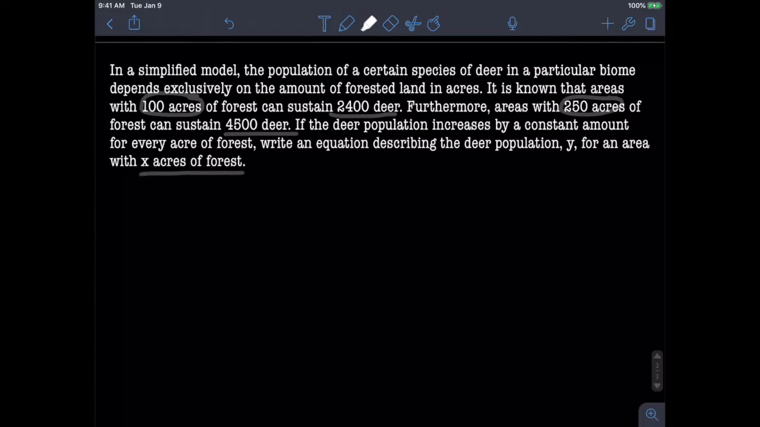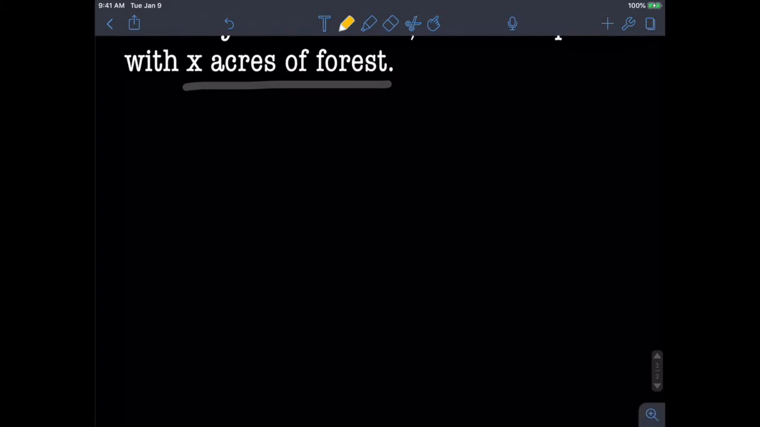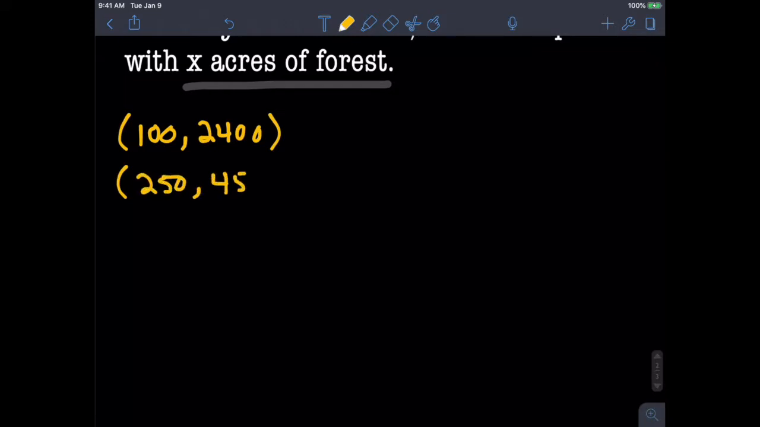Now, I've already highlighted my ordered pairs here, but it's important to determine what my variables stand for. Here, x is the acres of forest, and y is the deer population. Therefore, when we set up our points, we're going to put our acres first, and then the deer population. That's why our first point is going to be 100, 2,400. And our second point is going to be 250 acres, 4,500 deer. Once again, we're trying to find an equation in y equals mx plus b form, and we'll start by hunting down a value for m.